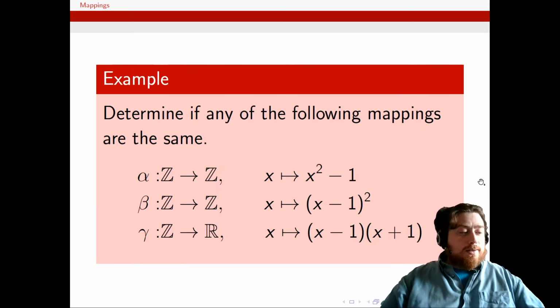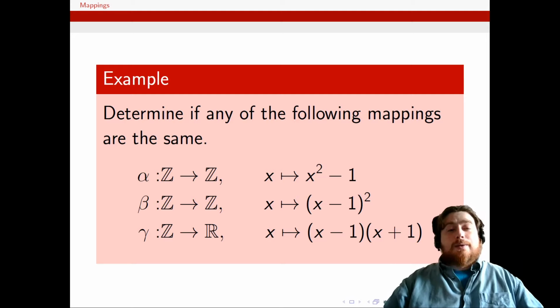So I'm actually going to look at this example. The idea is I want to give a proof that either these are the same mapping or they are not the same mapping. So I have alpha is a mapping from Z to Z, which maps x to x squared minus 1. Beta is a mapping from Z to Z that maps x to (x minus 1) squared. And gamma is a mapping from Z to R, which maps x to (x minus 1) times (x plus 1).